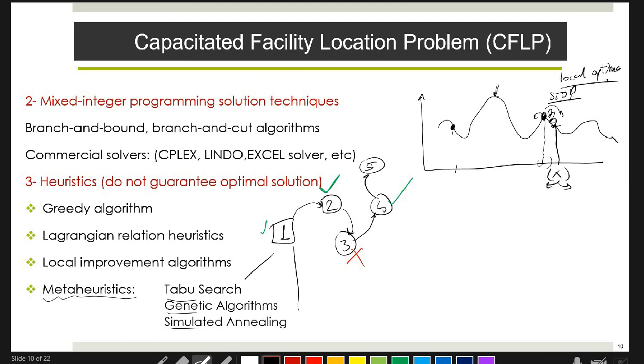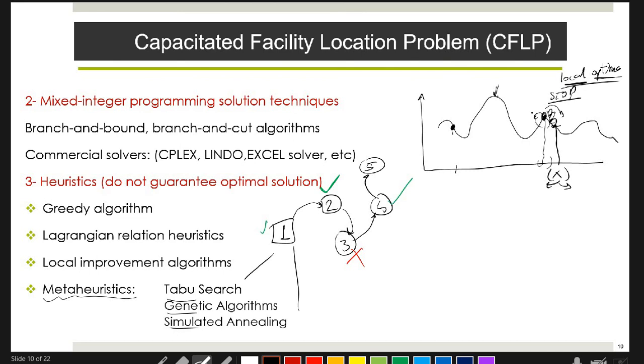This is a local optima. We call it optima because the neighbors of that solution are worse than this one. There is no better neighbor. But we call it local optima because maybe somewhere else there is a better solution. You don't know it. We only know that it is the optima in its closest neighborhood.